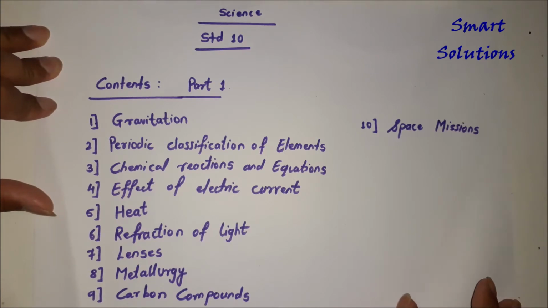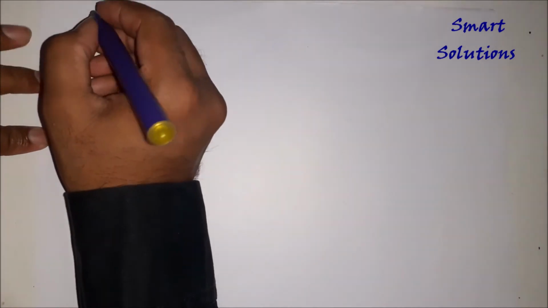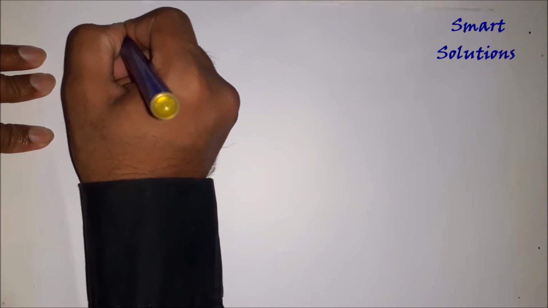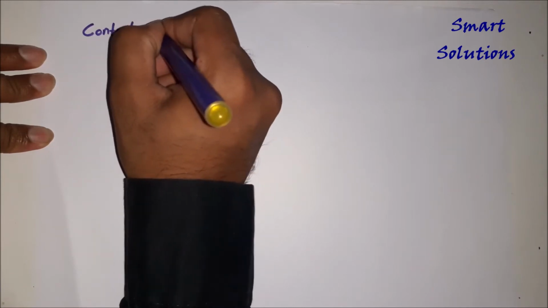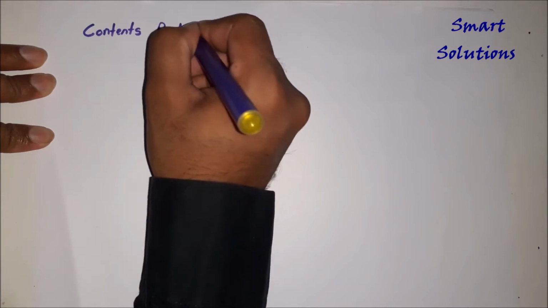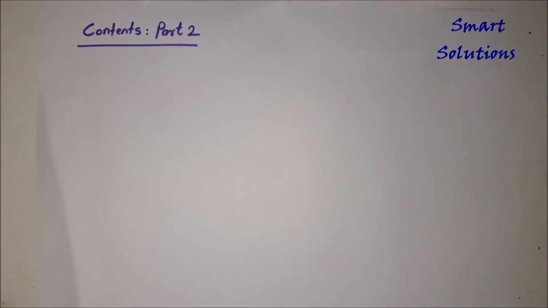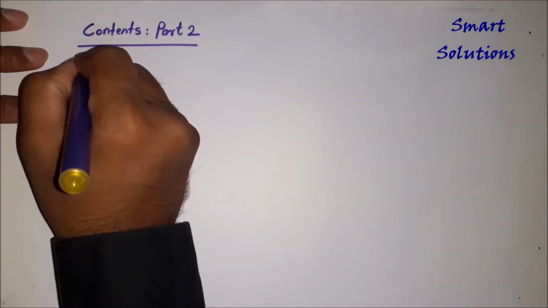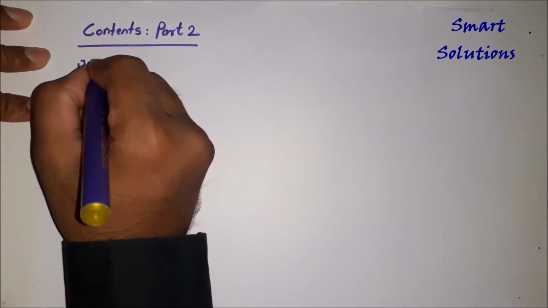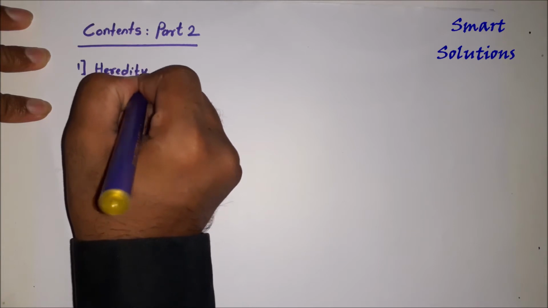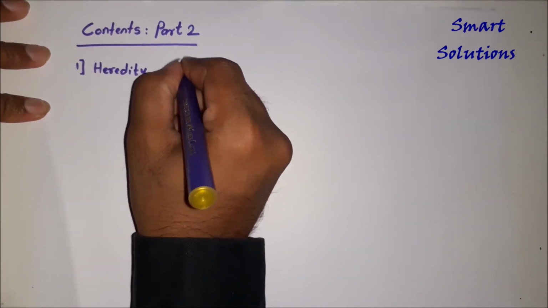Now let us look at what are the contents of part 2. Okay, so now we will look into the contents of part 2. So the contents for part 2 are as follows. So the first chapter we have is of heredity and evolution.